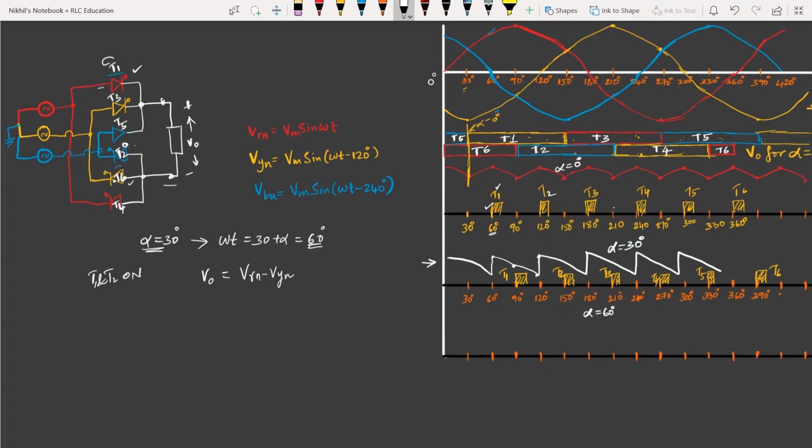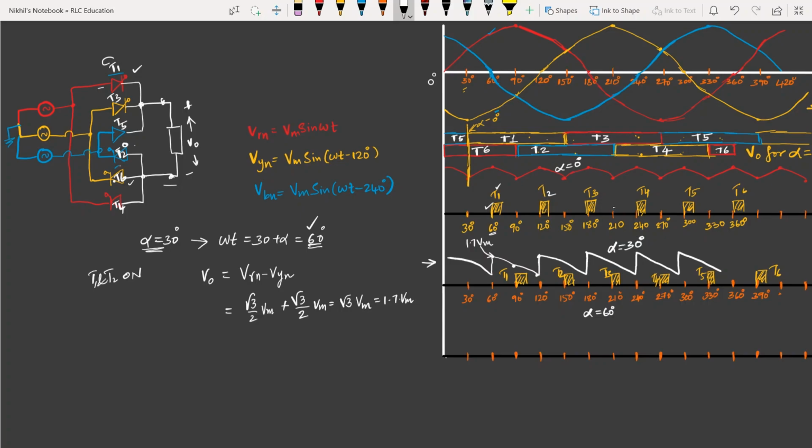So what is Vrn? Vm sin omega t. At what omega t do you want to find out? At 60 degrees, so put sin 60. So Vm sin 60 will be root 3 by 2 Vm, isn't it? Minus Vyn. Vyn is Vm sin (omega t minus 120). If you put omega t equal to 60 degrees, 60 minus 120 is minus 60, so that will come out to be minus root 3 by 2. So this will become root 3 by 2 plus root 3 by 2, times Vm. So finally, at omega t equal to 60 degrees, output voltage will be root 3 times the maximum voltage, that is simply 1.7 times the maximum voltage. So this point corresponds to 1.7 times the maximum voltage.